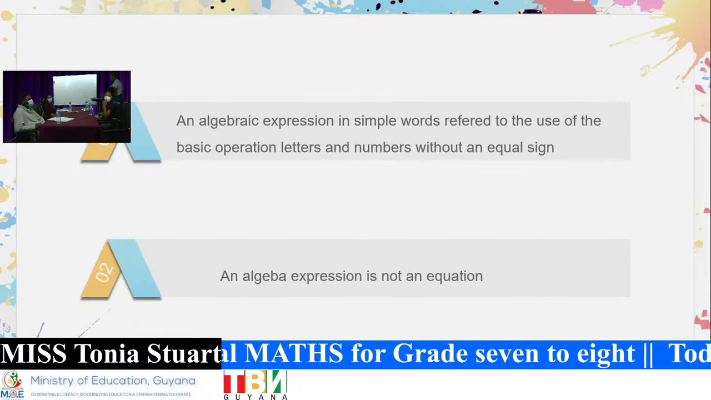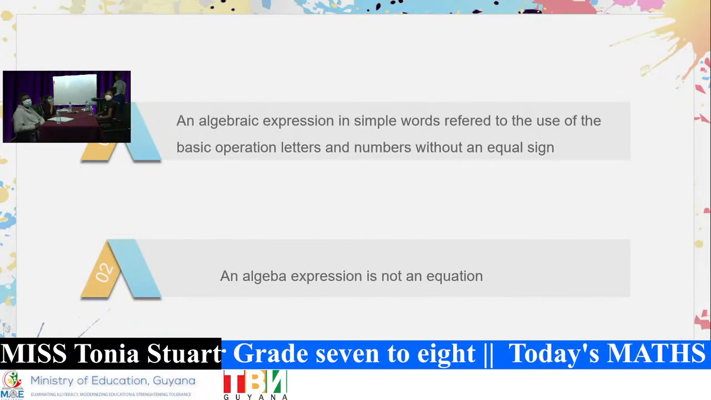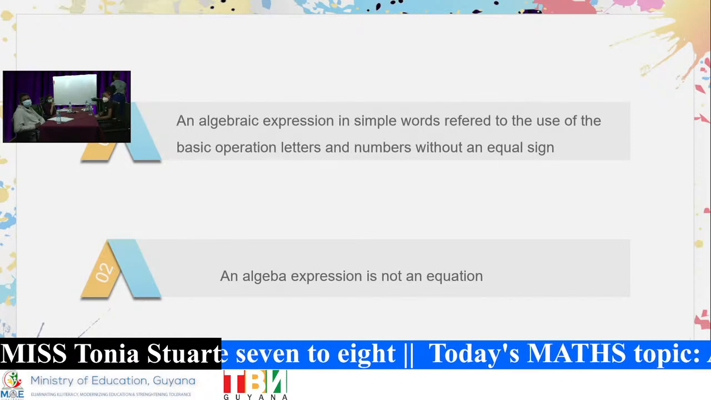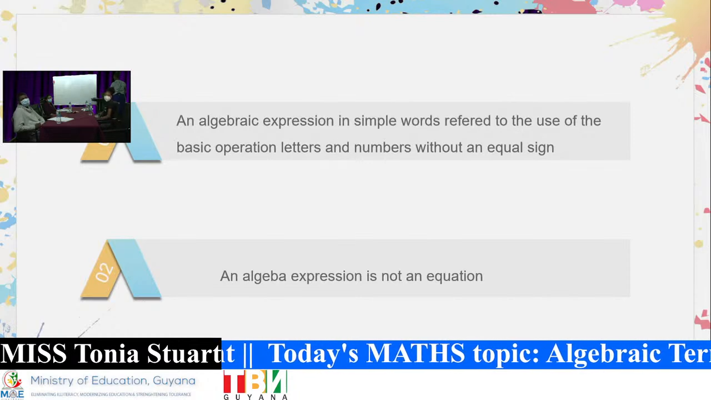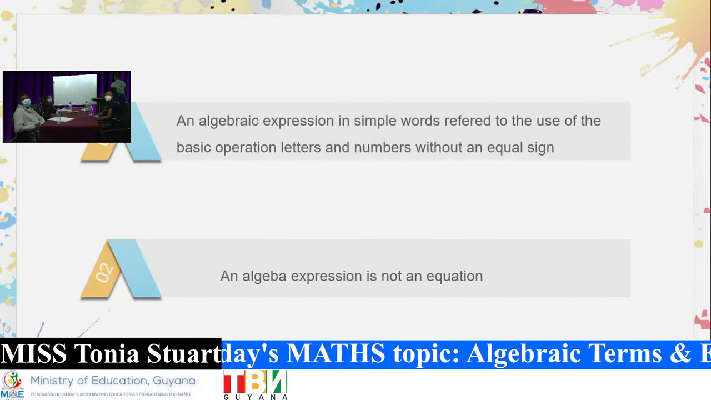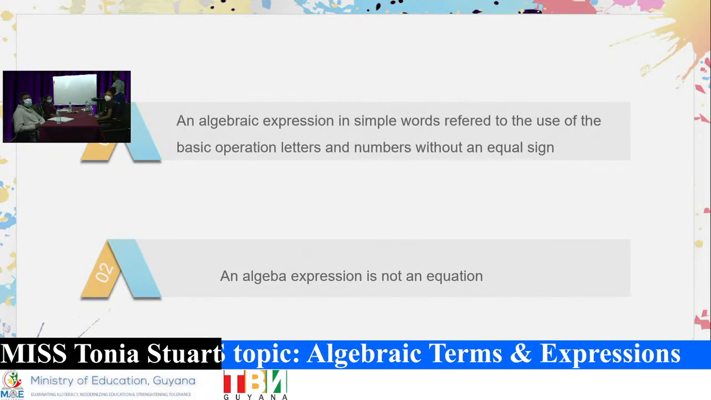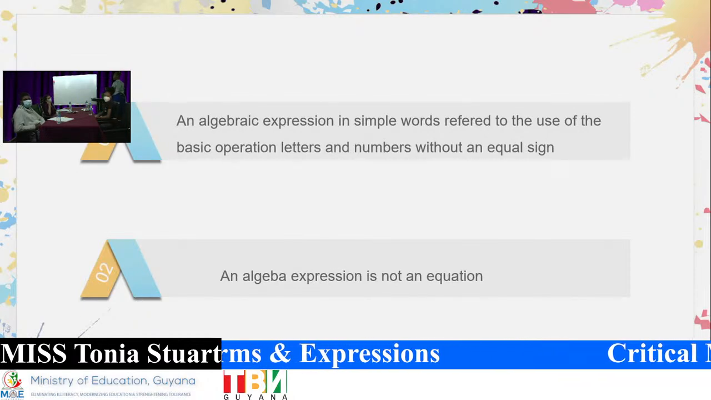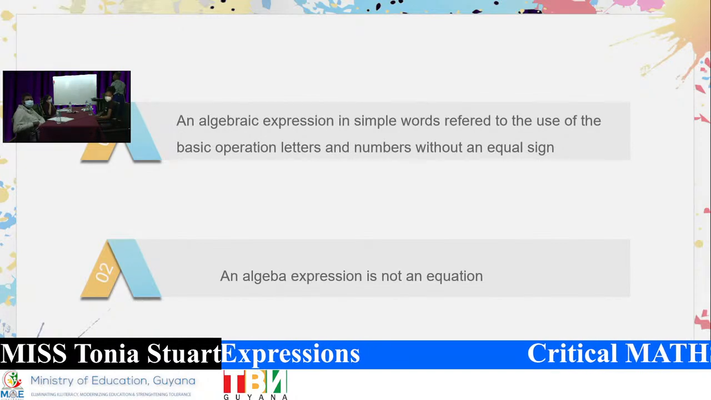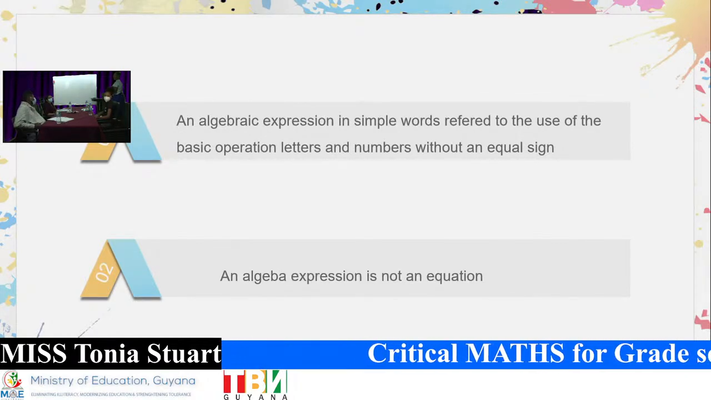Right, so in simple words, an algebraic expression refers to the use of basic operations, letters, and numbers without an equal sign. An algebraic expression is not an equation. The expression is not an equation, but when there is an equal sign, then an equation is formed.